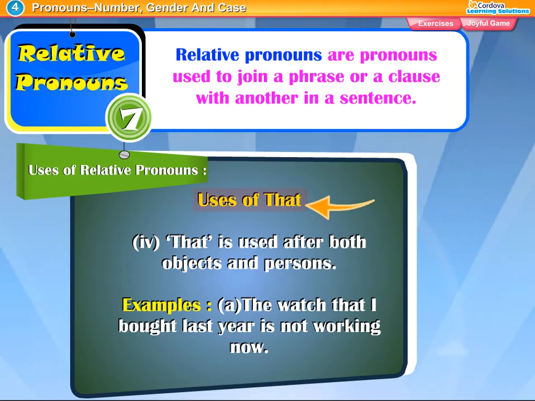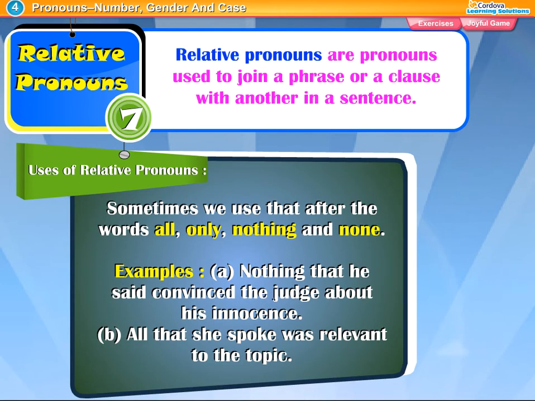Uses of that. That is used after both objects and persons. Examples, the watch that I bought last year is not working now. Sometimes we use that after the words all, only, nothing and none. Examples, nothing that he said convinced the judge about his innocence. All that she spoke was relevant to the topic.